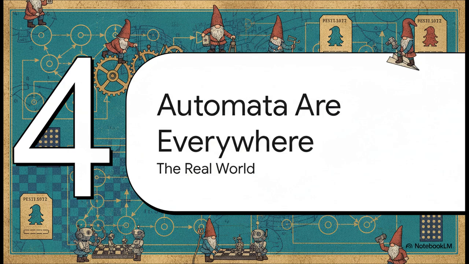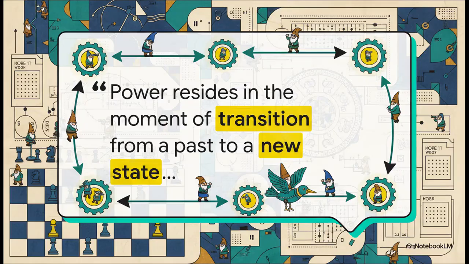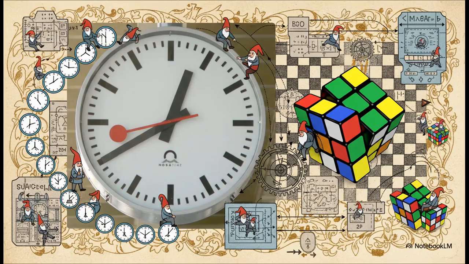Now you might be thinking, okay, this is some neat abstract theory, but I promise you, you interact with these machines constantly, every single day. You know, this core idea, of moving between defined states based on some kind of input, it's not just for computers. It's a fundamental pattern for how systems change. Even Emerson got it. The real action, the power, is in that moment of transition, the move from what was to what comes next.